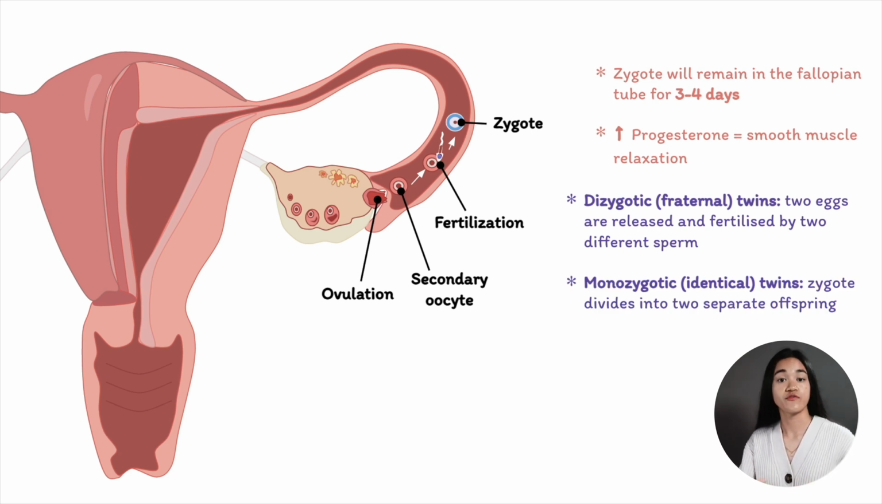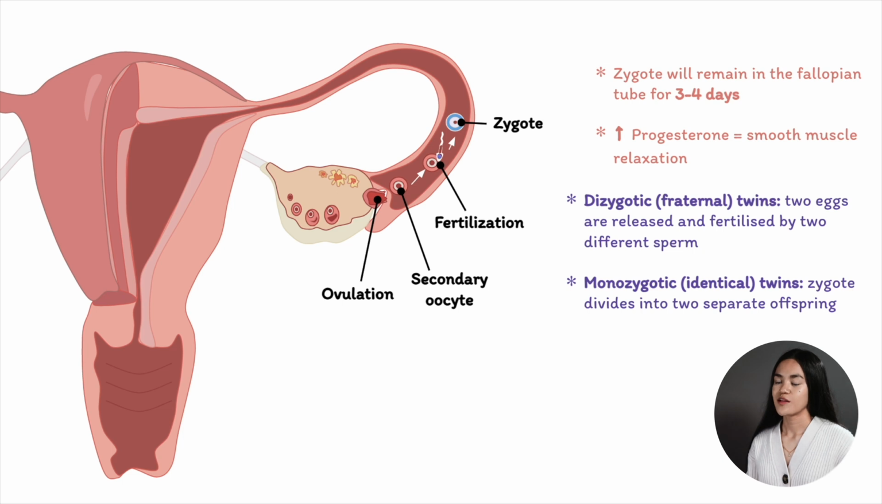Either 2 eggs are ovulated and fertilized by 2 different sperm, which leads to dizygotic twins or fraternal twins, or the zygote splits, usually in the early blastocyst stage, leading to monozygotic twins or identical twins.